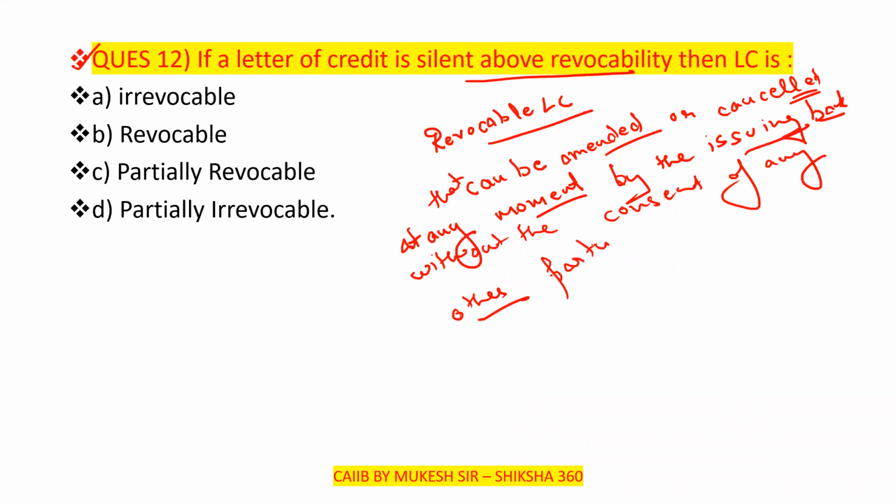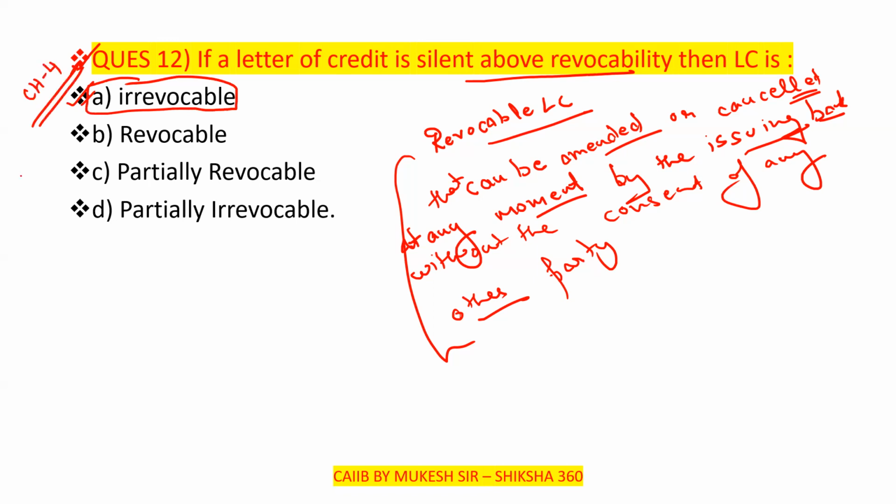So this type of LC is very rarely issued. If there is nothing mentioned on the LC regarding revocability, or if a letter of credit is silent, then that LC is to be irrevocable. This question is from chapter number 4.